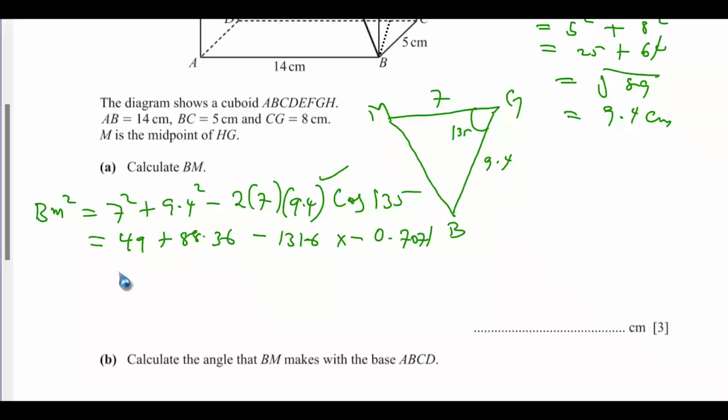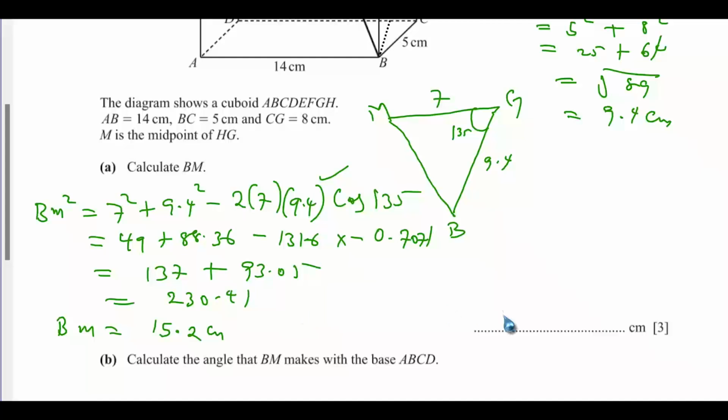If you do this, we're going to get 137. This and this will be addition, because minus times minus will be plus, then you have 93.05. If you add these two together, you get 230.41. Finally, take square root of both sides, so BM will be equals to square root of 230.41, and that will be 15.2 centimeters. So BM is equals to 15.2 centimeters. We can put this here.